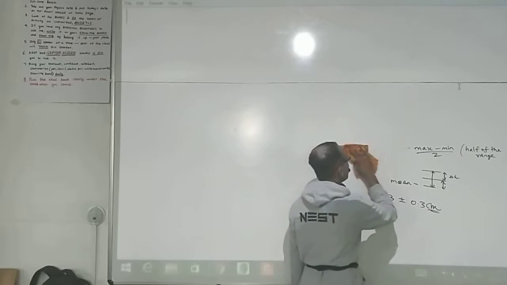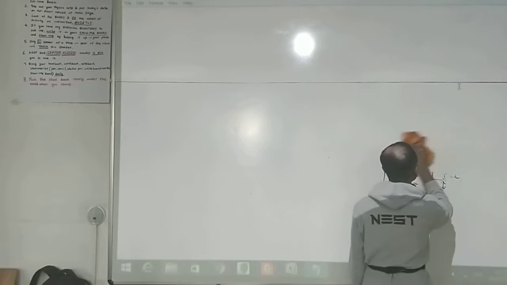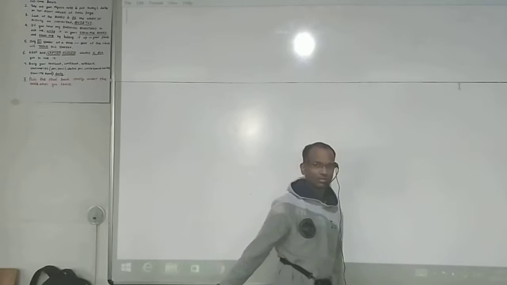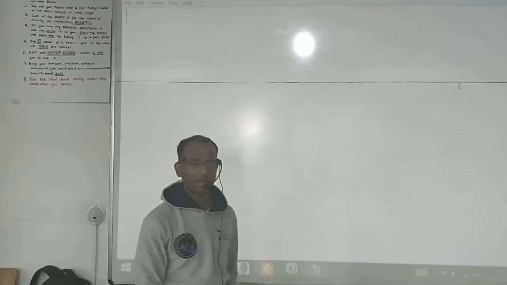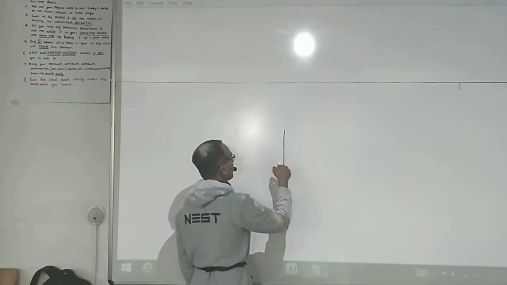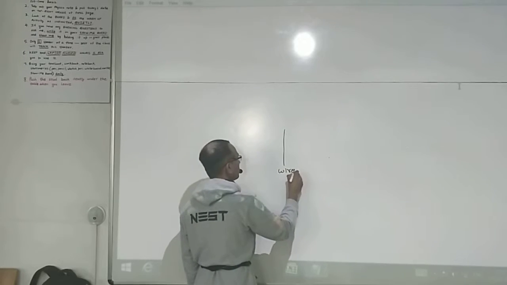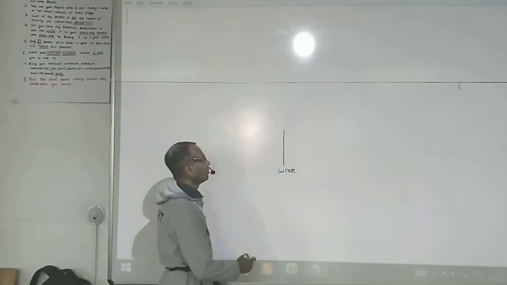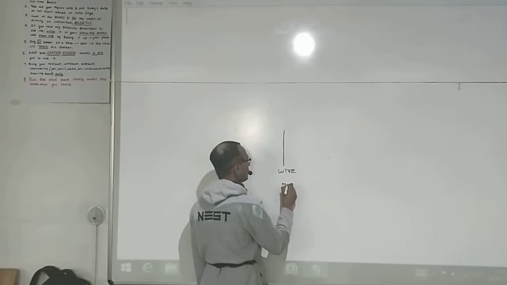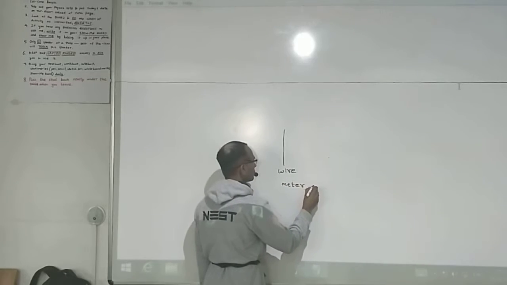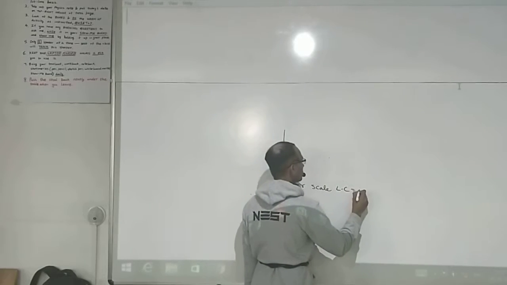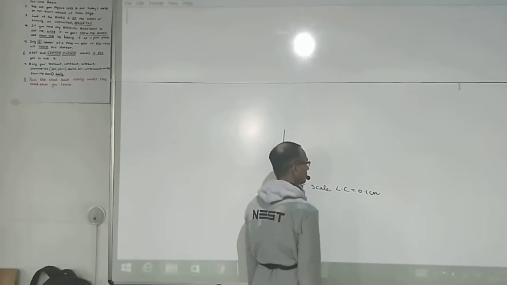So absolute error is done. Now this is not enough to give us a true picture of whether the instrument we are using is appropriate or not. I'll tell you why. Suppose you want to measure the thickness of a wire. Let us say this is the wire. I have a meter scale which has a least count of 0.1 centimeter.